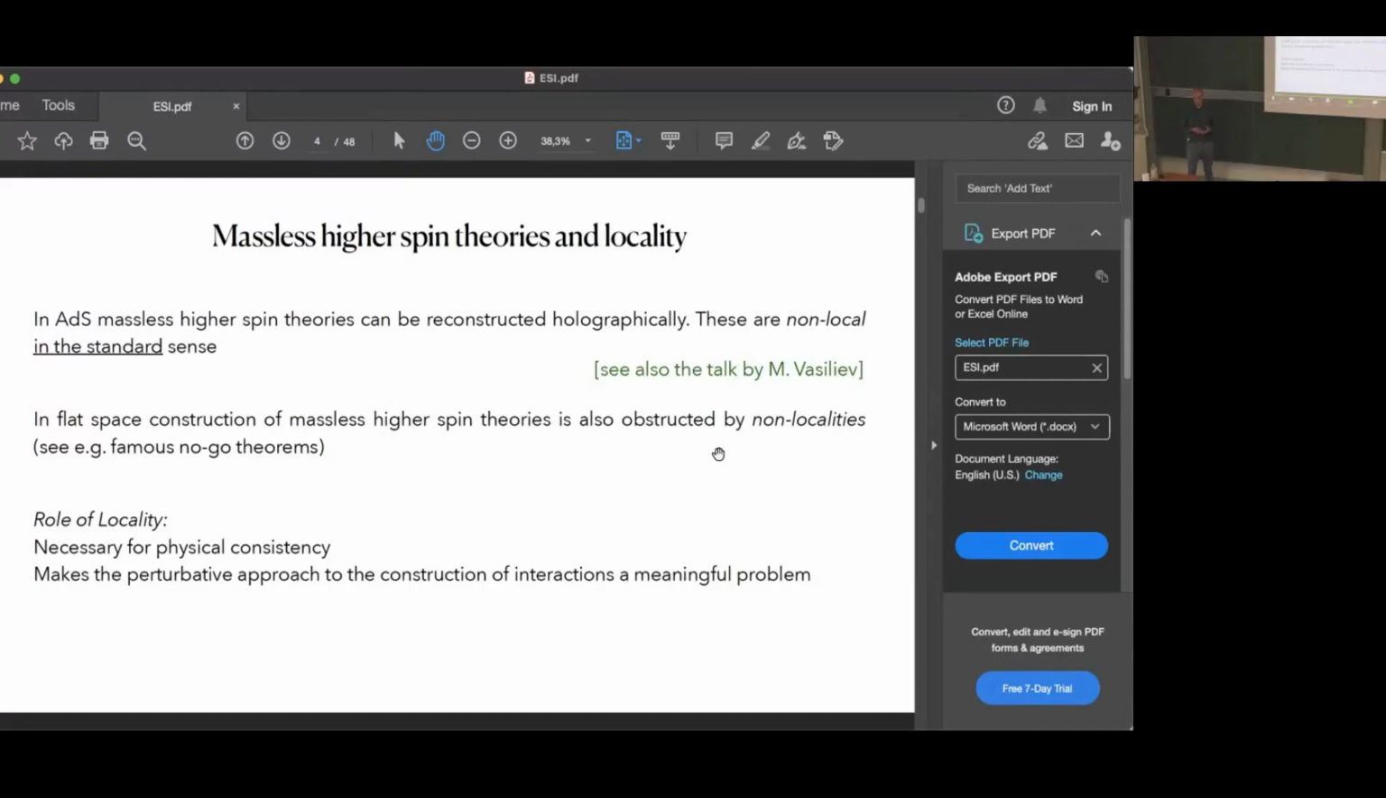Another thing is that we use locality in practice when constructing higher spin theories. Namely, we usually start from a free theory, then we add interactions order by order and ensure consistency. And the thing is that if you drop any requirement of locality, this procedure becomes empty. That is, you can write essentially whatever you want. So from this point of view, locality is important. Otherwise, we cannot construct anything meaningful.